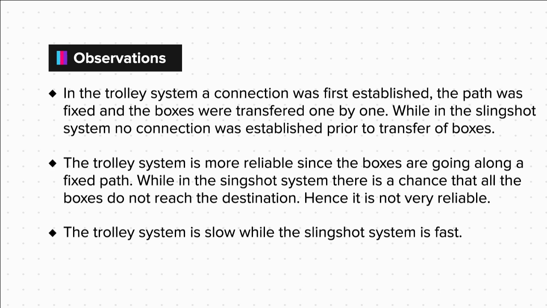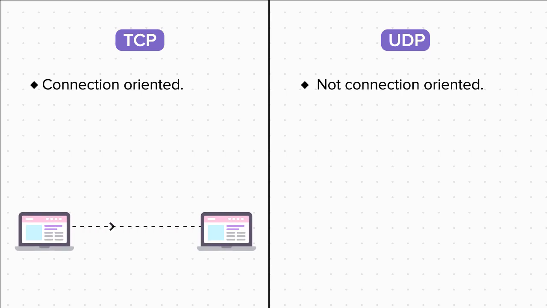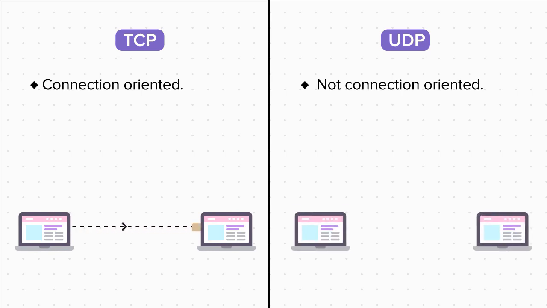Now based on these observations, let us understand the differences between TCP and UDP. The first difference is that TCP is connection oriented while UDP is not. So while using TCP, the two communicating devices first establish a connection with each other and then send the data packets via this connection. On the other hand, in UDP, the two communicating devices do not establish a connection and start sending data packets directly.